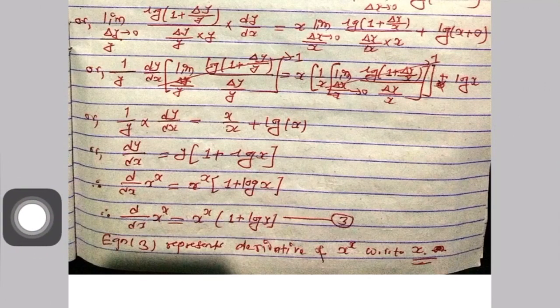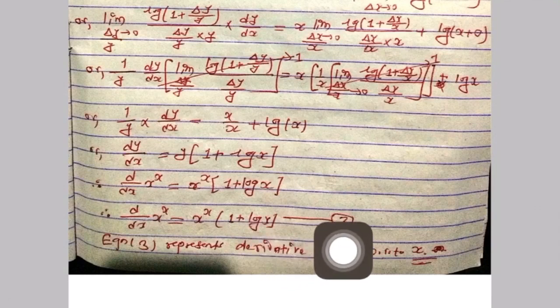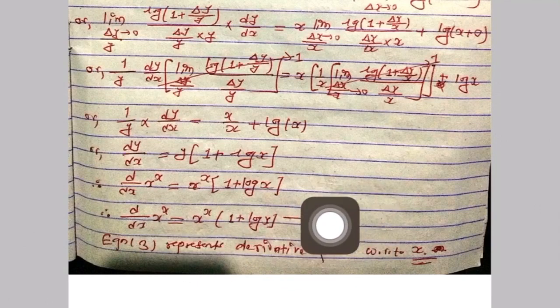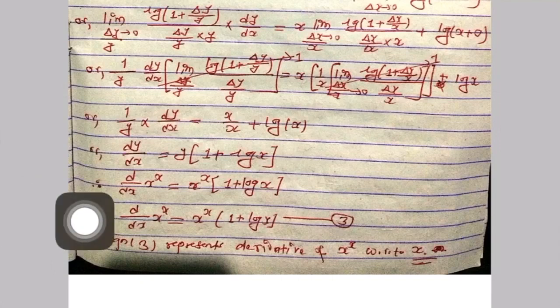So the derivative of x to the power x with respect to x is given as x^x times (1 plus log x). This is equation 3, and this equation represents the derivative of x to the power x with respect to x.